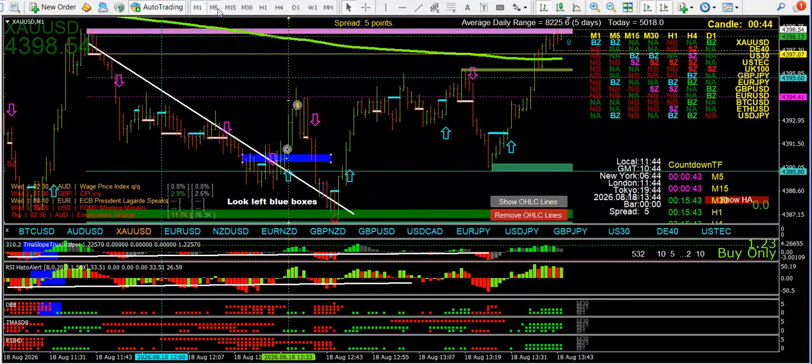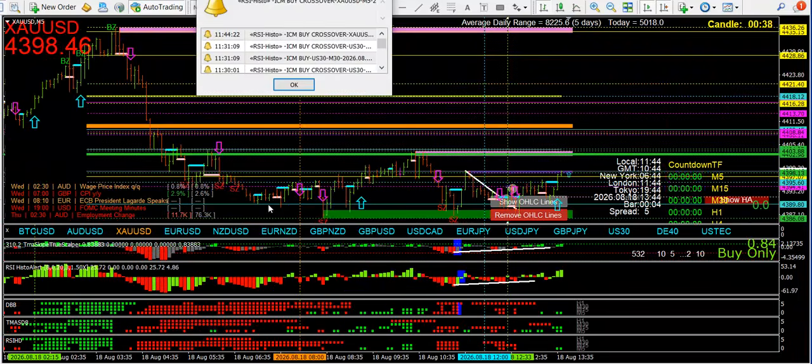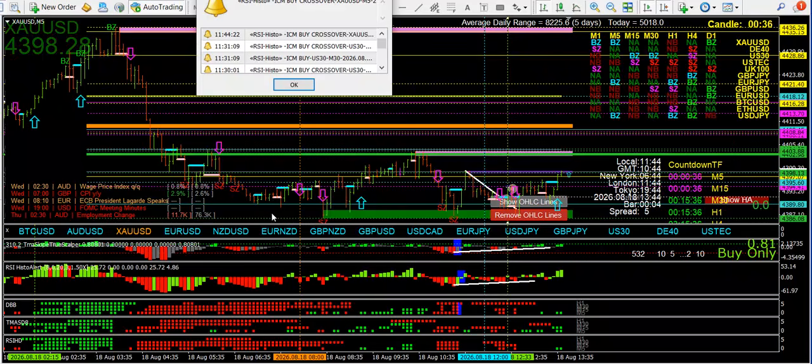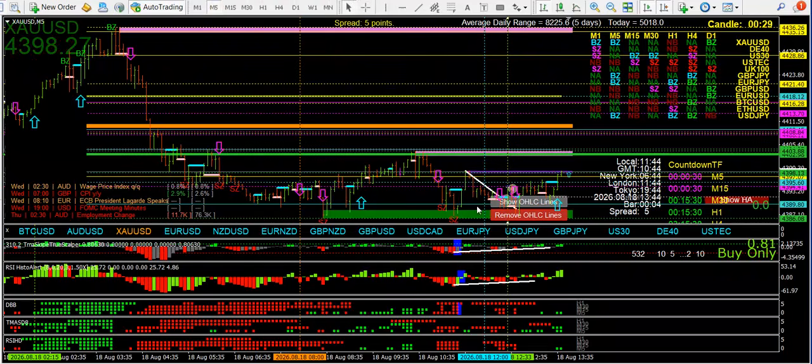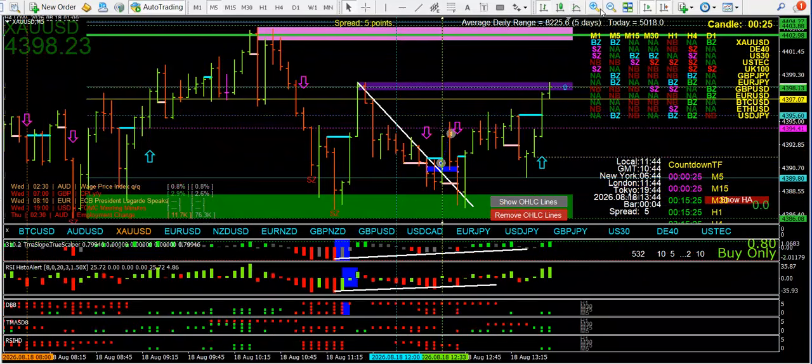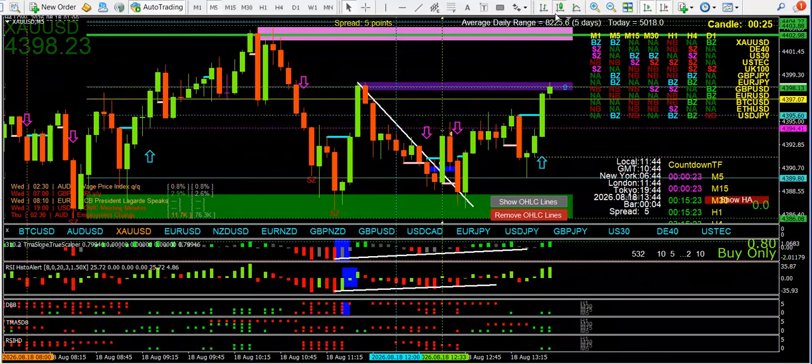So let's have a look at M5 first. Look left at the blue screens on M1. That disappeared because I didn't save it. So that was what these were on M1. Apologies for that. Get rid of that. Zoom in, and let's go to the bar candles now. And we can see the divergence starting here.